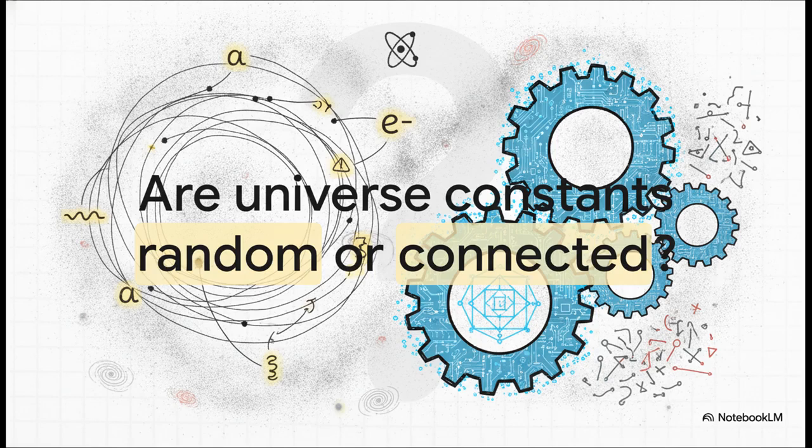To really set the stage here, think about how we currently measure the universe. In standard physics, we rely on dozens of these fundamental constants. The mass of an electron, the speed of light, the fine structure constant. We measure all of these independently through some highly complex experiments, and we pretty much just accept them as the arbitrary dials of nature. But what if they aren't independent at all? What if these dozens of seemingly disconnected numbers actually spring from a single hidden source code? Because that is the exact premise we're exploring today.